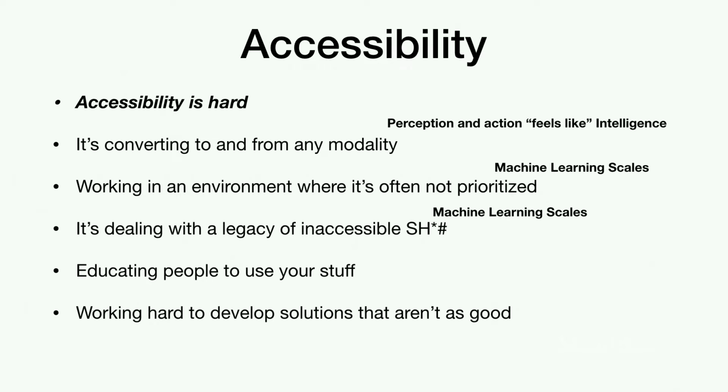Again, legacy: there's a huge amount of legacy stuff. Even if we made everything accessible from now forward, there'd just be so much out there. And so scaling with machine learning is important. Potentially automatic personalization, and working hard to develop solutions that aren't as good. Well, AI is magic, so it'll be great. I'm a little bit less sure about that one.